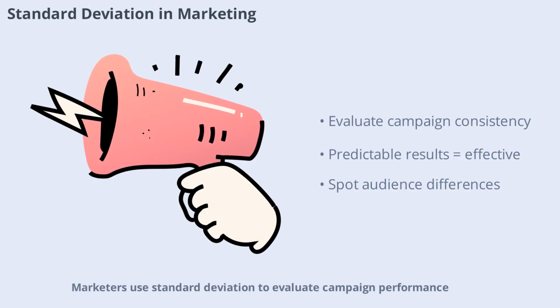Marketers use standard deviation to evaluate campaign performance. If the results of a campaign have a low standard deviation, it means the outcomes are predictable and the strategy is effective. High standard deviation might indicate that the campaign's impact varies widely across different audiences.